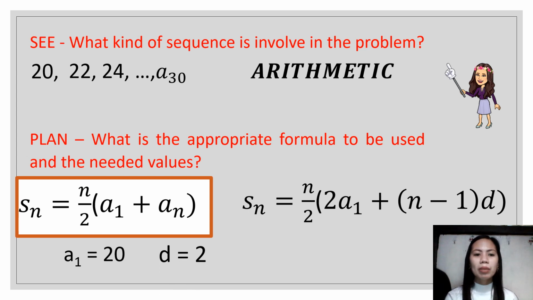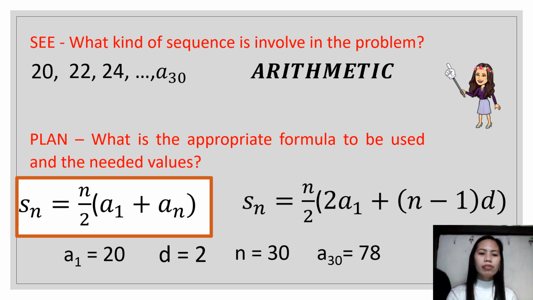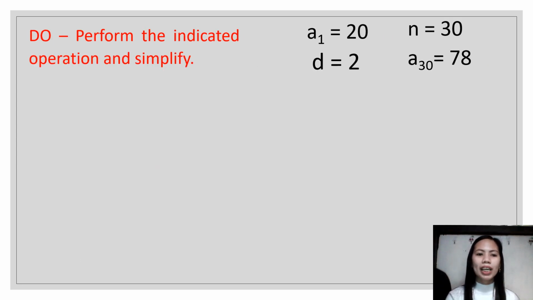We also have the common difference which is 2, and then the last term is 78. Nakuha na natin yan, but in our formula, ang kailangan lang natin ay yung n, yung a sub 1 at yung a sub n. Okay, let us now perform the indicated operation and then simplify.